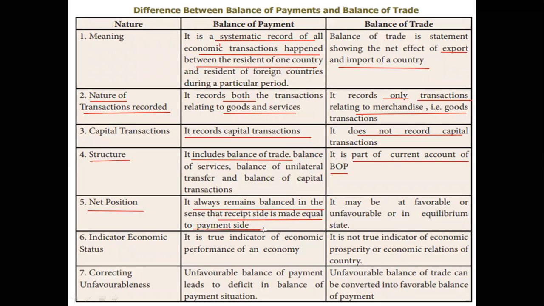You all have studied the NPO in accounts, not for profit organizations, where you must have prepared the receipt and payments account, income and expenditure account. There always the receipt side of the account is equal to the payment side of the account, right? So obviously the net position of BOP will be that it is always equal, like the receipt side is equal to the payment side.